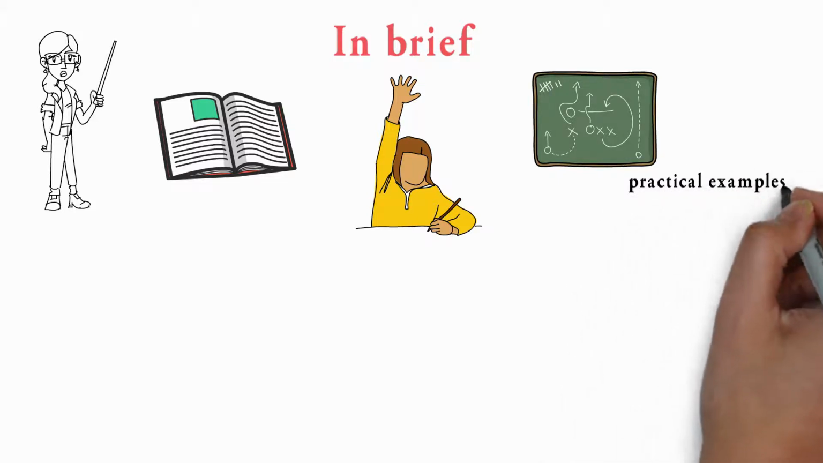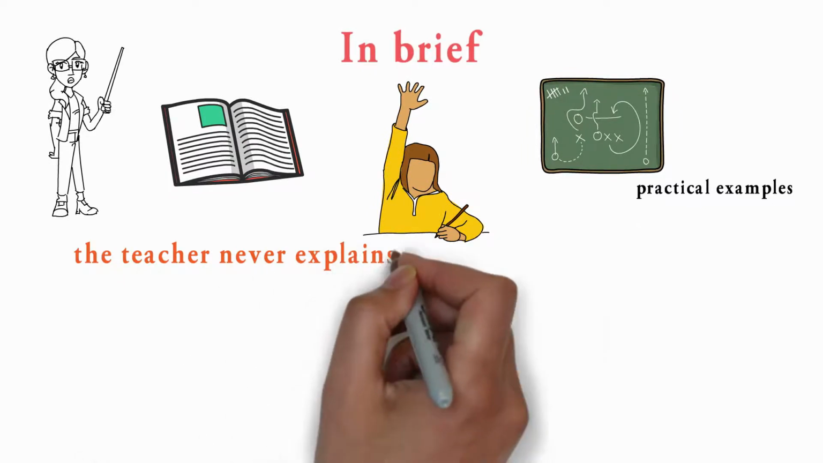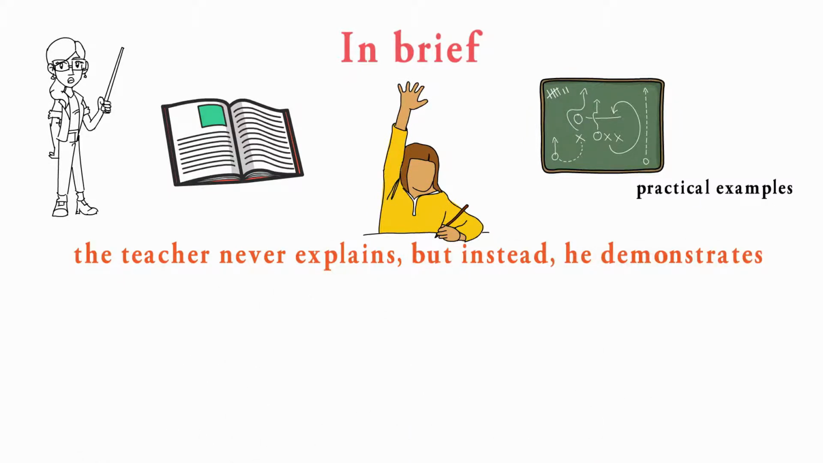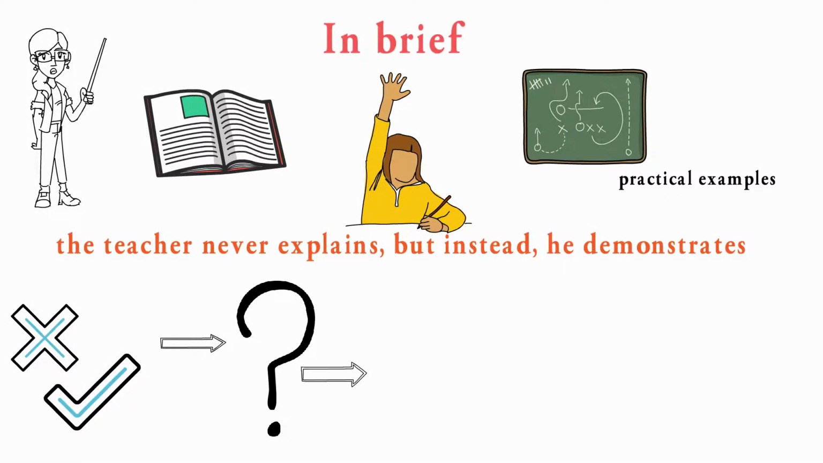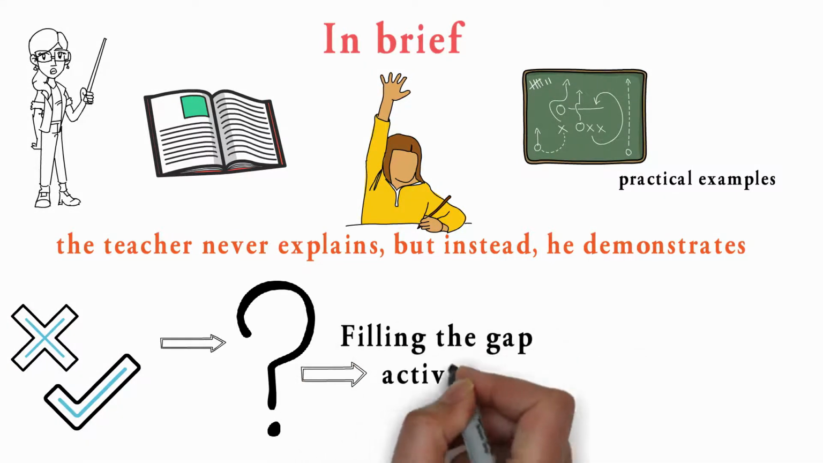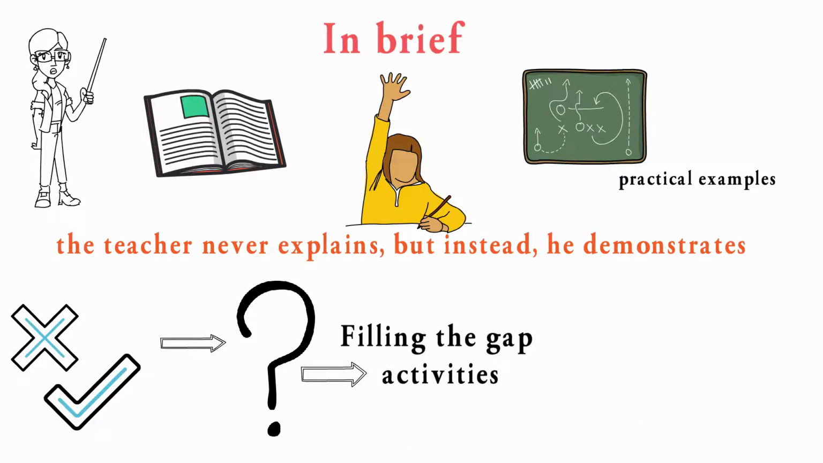The meaning is conveyed directly through objects, and the teacher never explains, but instead he demonstrates. Also, the only language the teacher deploys is the target language. In case a student mispronounces a word, the teacher makes sure he does it right on the spot. Regarding comprehension, there are multiple types of questions such as yes-no questions, WH questions, and fill-in-the-gap activities.